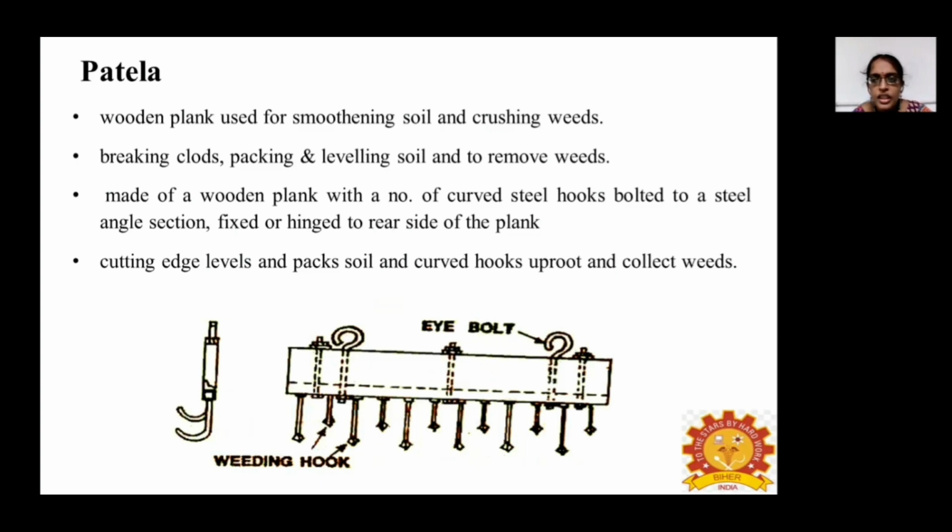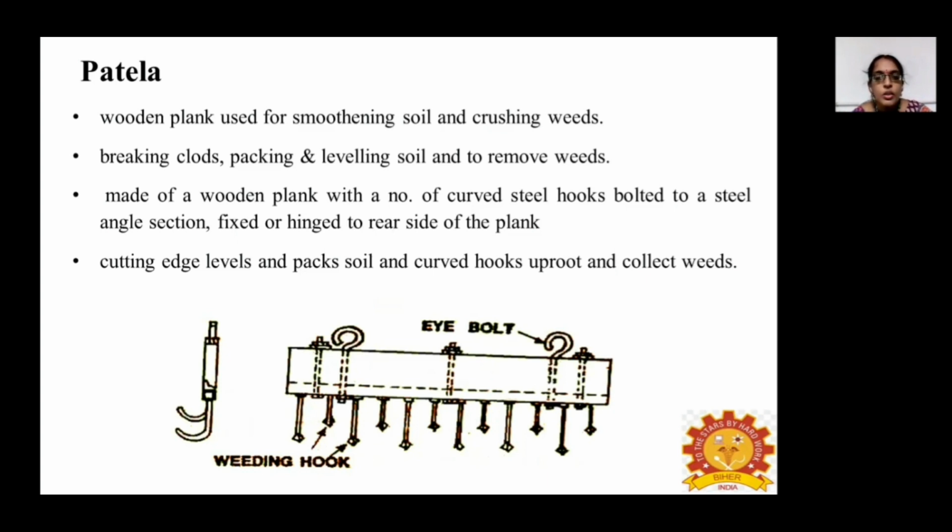So the process of mulching means incorporating certain green manure crops into the field. And patella is a wooden plank which is used for smoothing, and at the same time crushing the weeds. It is also used to break the clods, pack and level the soils, and it also removes the weeds.